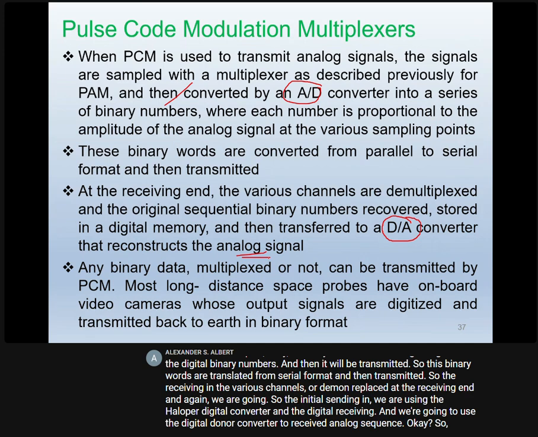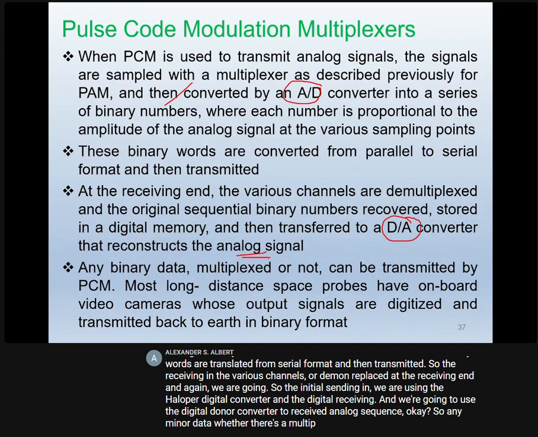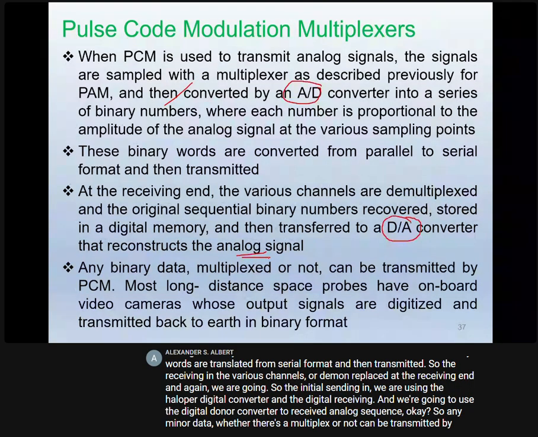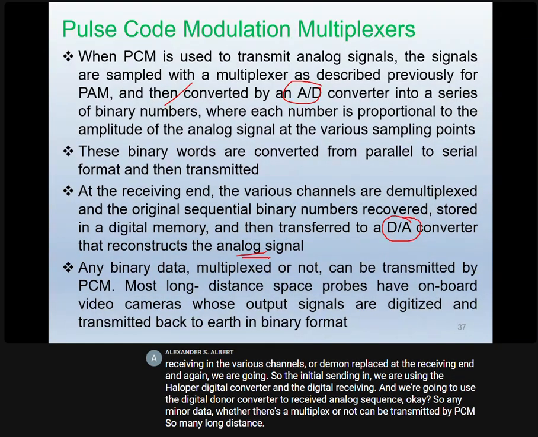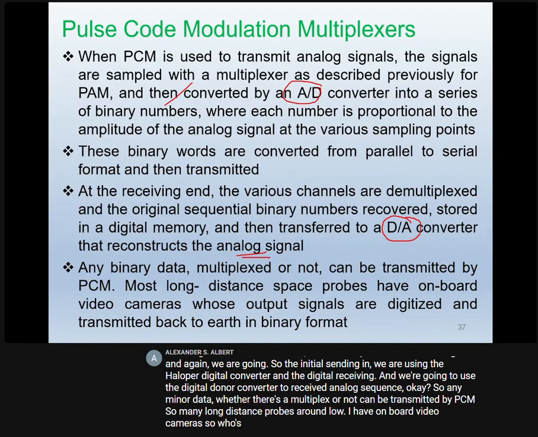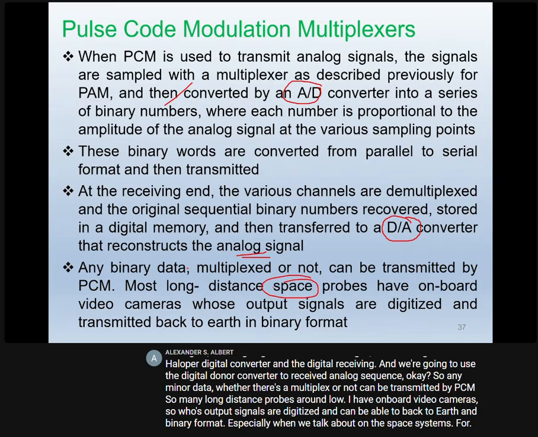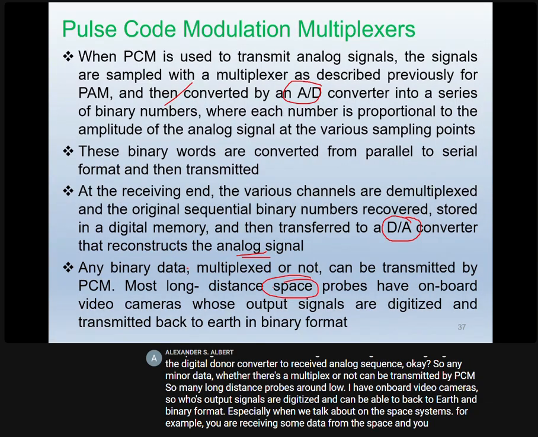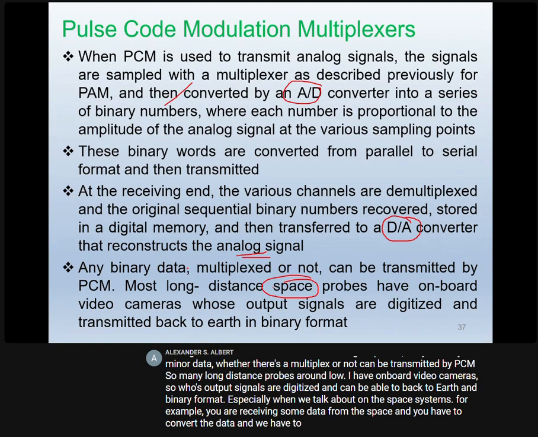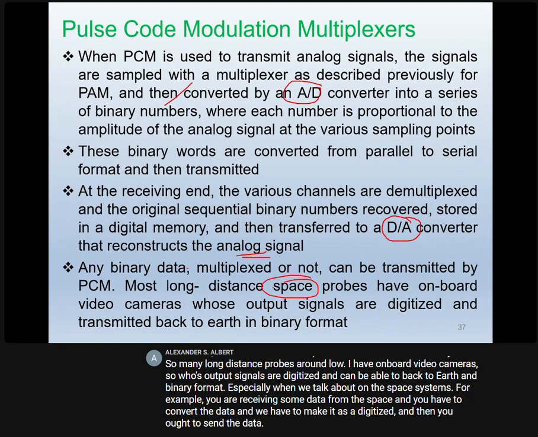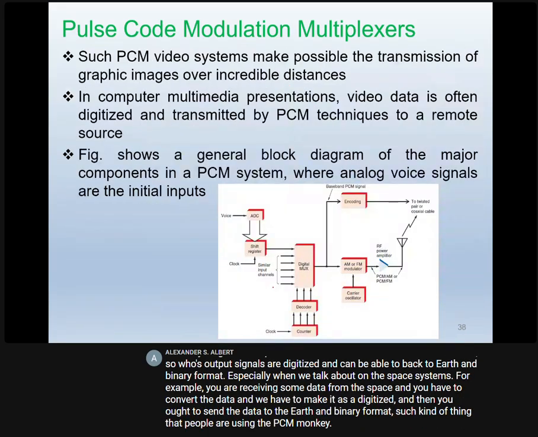Any binary data, whether it is multiplexed or not, can be transmitted by PCM. Many long-distance probes have onboard video cameras whose output signals are digitized and sent back to Earth in binary format, especially in space systems. For example, you receive some data from space, you have to digitize it, and then send the data to Earth in binary format. For such things, people use PCM multiplexers.